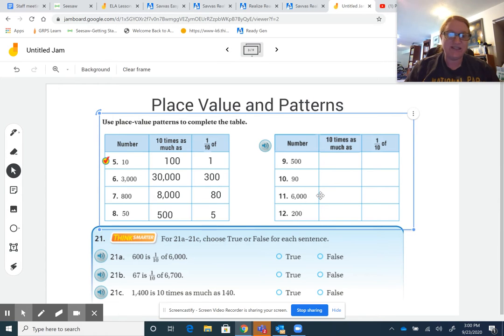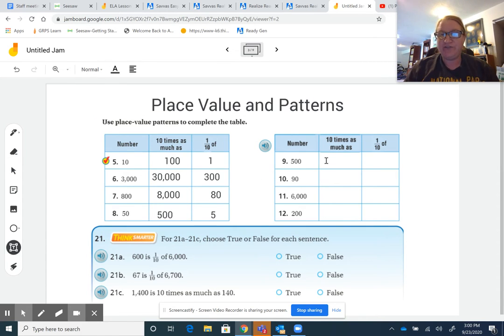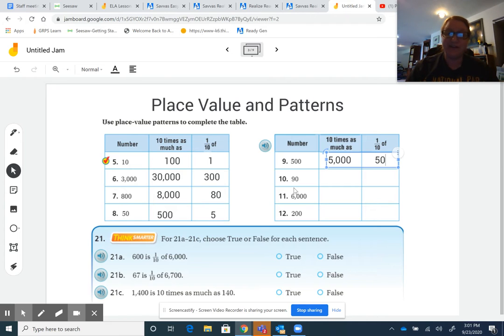Let's do these ones here. Same exact task to do. So 500, what is 10 times as much as 500? Extra 0 makes it 5,000. Now, what is 1/10 of 500? So lose a 0. And we have 50. 90 is going to be very similar to 10 and 50. So if we have 90, 10 times as much as 90 would be 900. And 1/10 of 90 would be lose a 0, and we have only 9 left over.